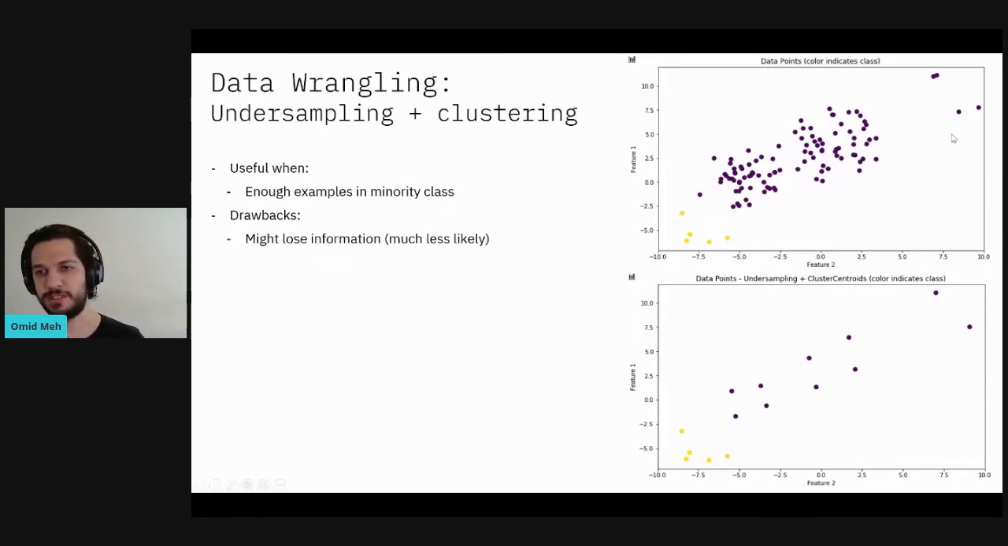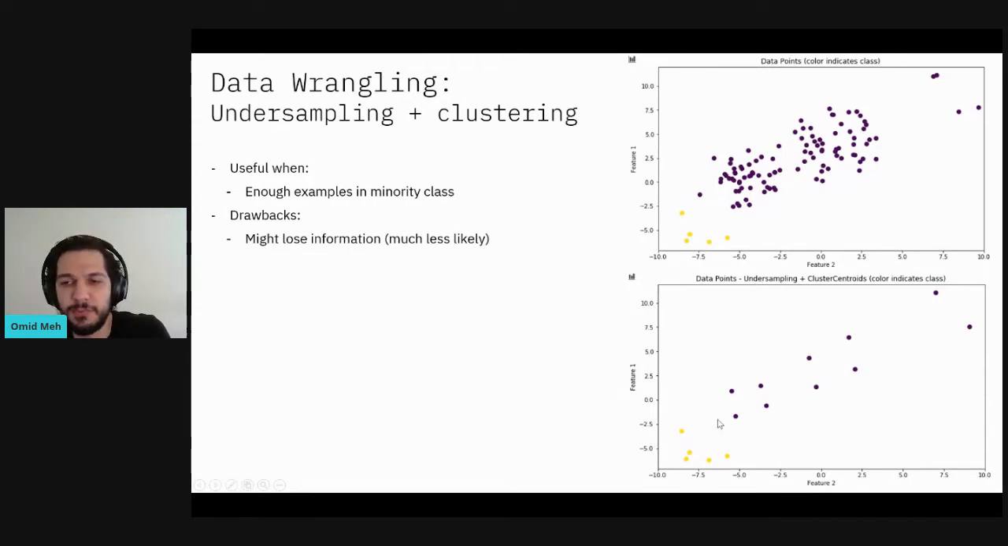In this specific example, I applied cluster centroid. It does clustering and finds where it thinks the centers are. And again, I applied a 2-to-1 ratio for my final desired outcome. So I'm getting a distribution of 10 purple points and 5 yellow points.